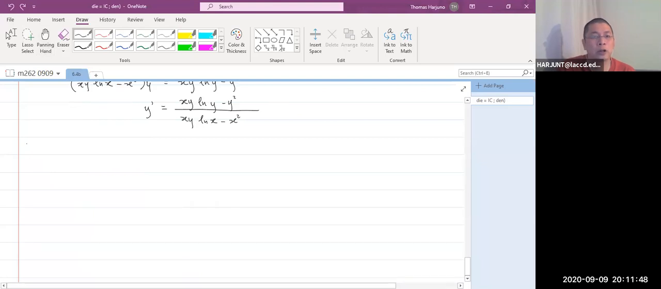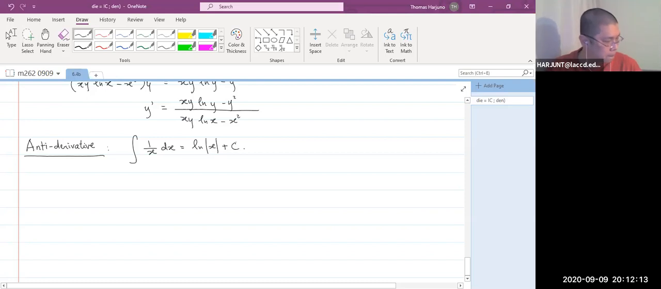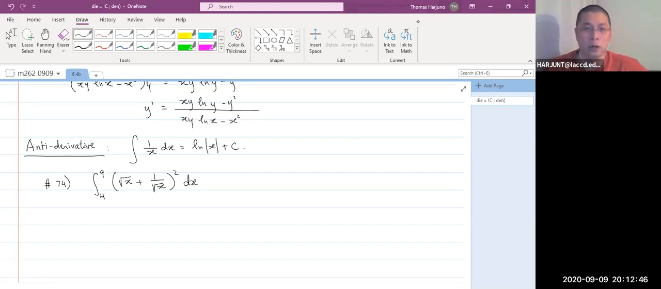Furthermore, how about the integral, the antiderivative? Apparently, what we need to remember is the integral of 1 over x dx is natural log of absolute x plus constant. That's what you need to remember. So how about, for example, number 74, the easy one, integral from 4 to 9 of square root of x plus 1 over square root of x, squared, dx. Is it antiderivative integral? Yes, that's right.